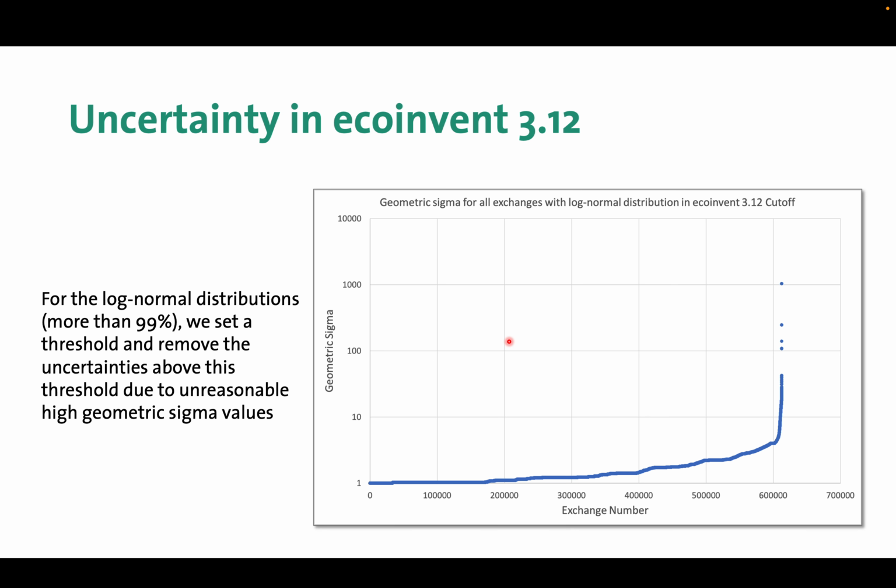For most of the exchanges in ecoinvent, they have a log normal distribution for the uncertainty. Here all of them are plotted, over 600,000, and on the y-axis the geometric sigma of this log normal distribution. You can see here a drastic increase, and they also go up to unreasonably high values. A value of 1000 or 100 makes no sense for a geometric sigma value. But where can we set a threshold?